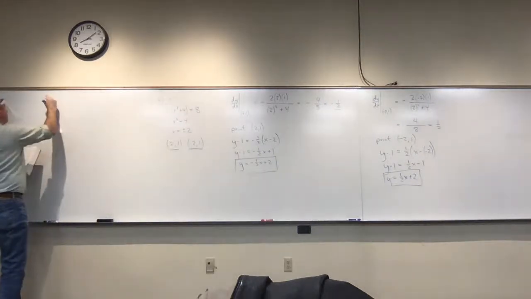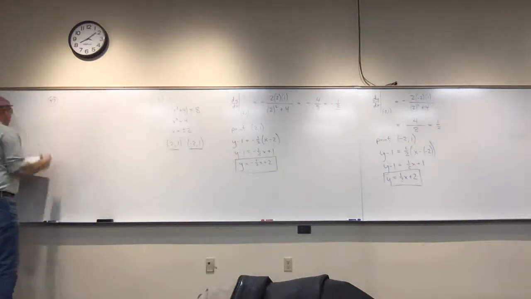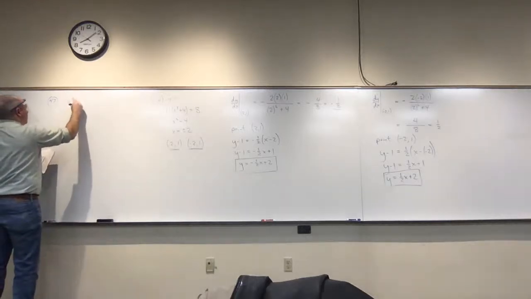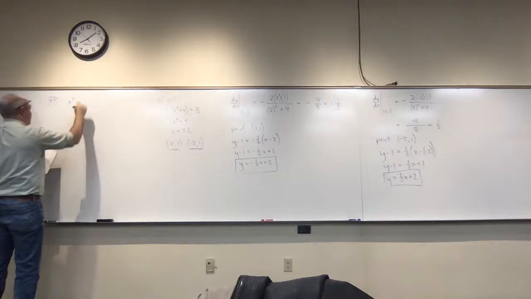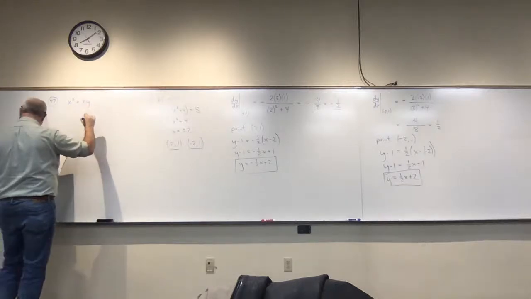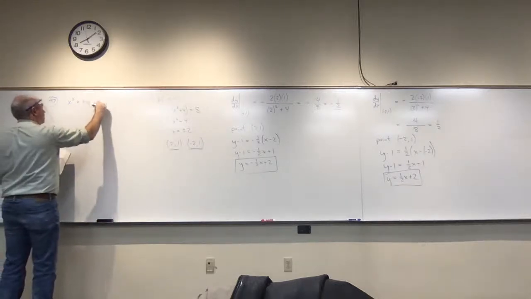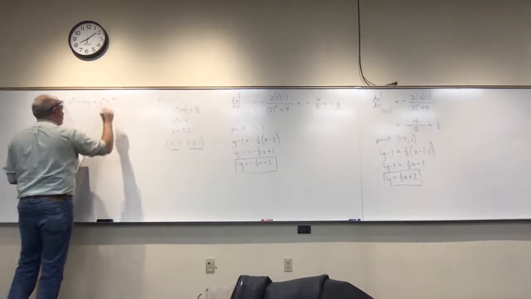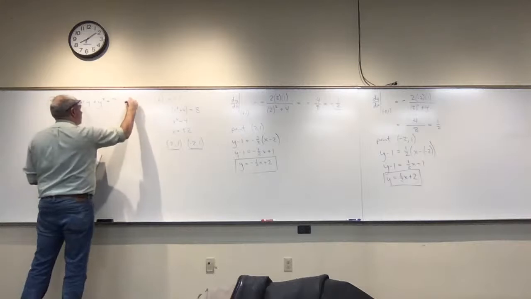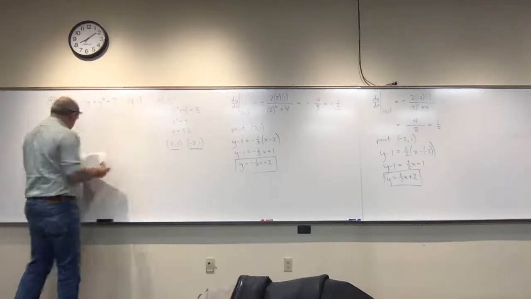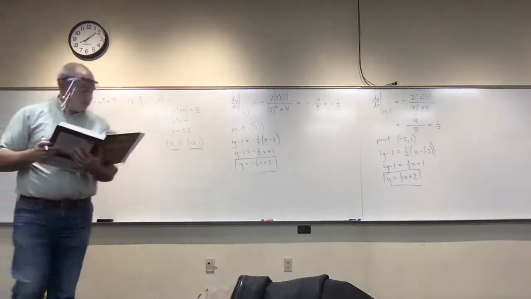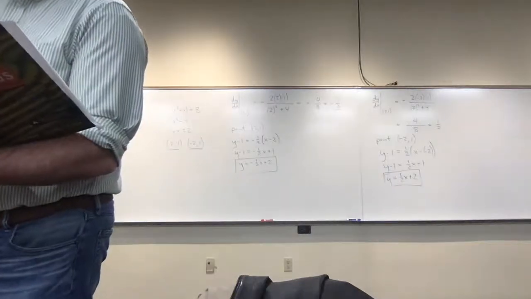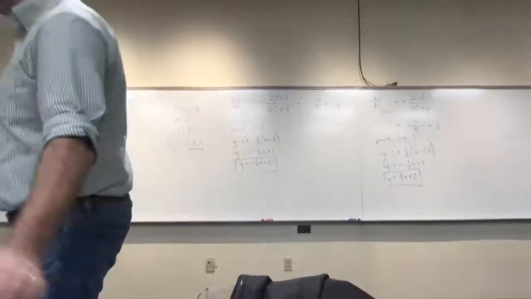So 47, we have x squared plus xy plus y squared is equal to 7 at the point (2, 1). So the first thing they want us to do is just say, does that point fall on the curve? And then find the equation of the tangent.